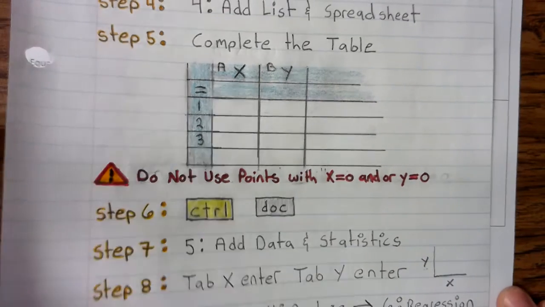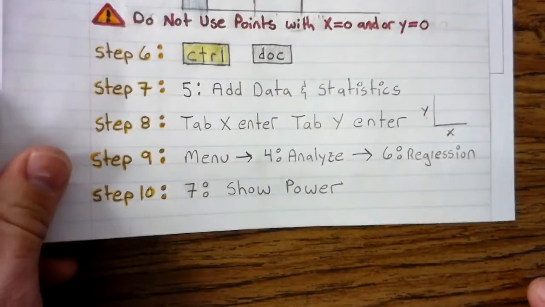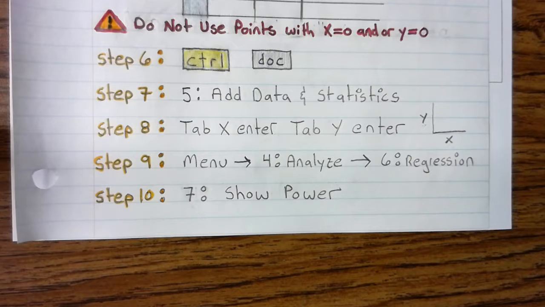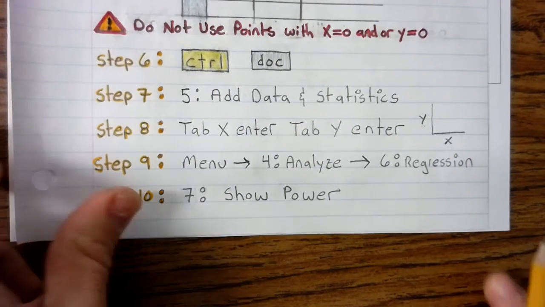All right, now let's look at the last two steps. Step 9, press Menu, 4 Analyze, 6 Regression. And then step 10, press 7, Show Power. All right, finish up your notes. All right, now your notes are finished. Let's take a look at the examples.